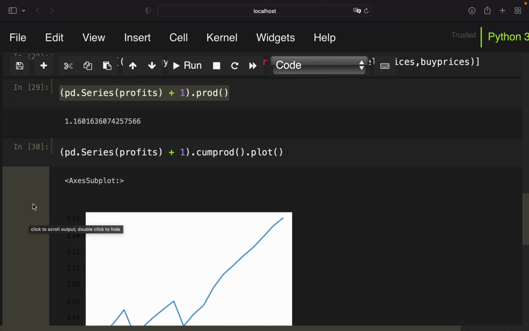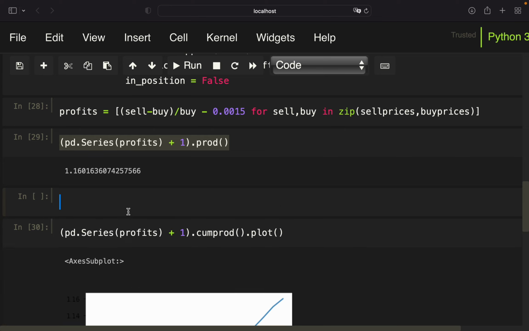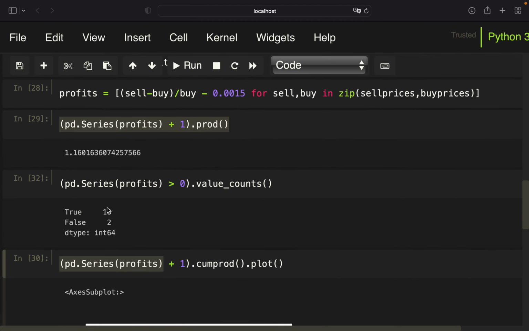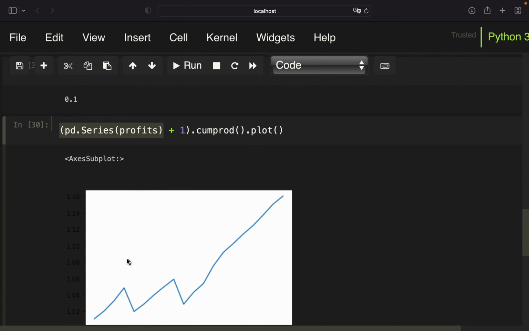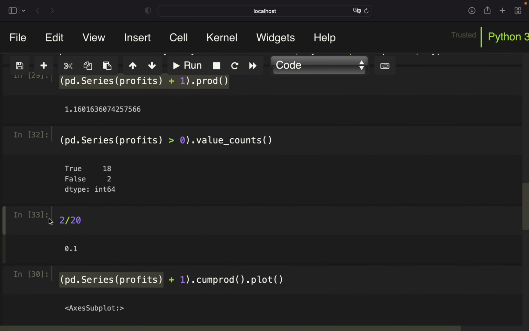In terms of winning rate, we can also show that here if you're interested in that. Just take the profits, check for those larger than 0 and count the values. So we got 18 wins against 2 losses. So well, you can calculate that in your head. So 90% winning rate here, right?